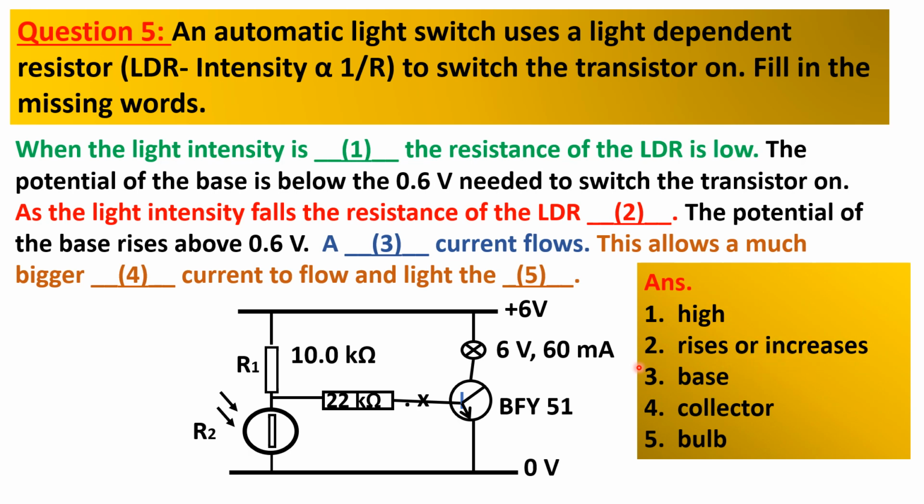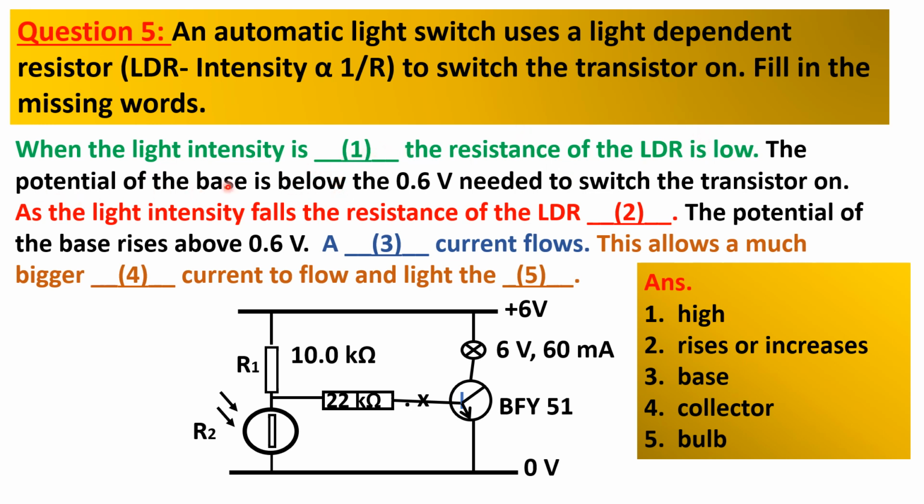So let's go over. First entry is number 1. When the light intensity is high, the resistance of the LDR is low. We mentioned that the light intensity is high because the relationship between intensity of light and the resistance of the LDR is inverse. And therefore, if the resistance of the LDR becomes lower, then that means the light intensity is high.